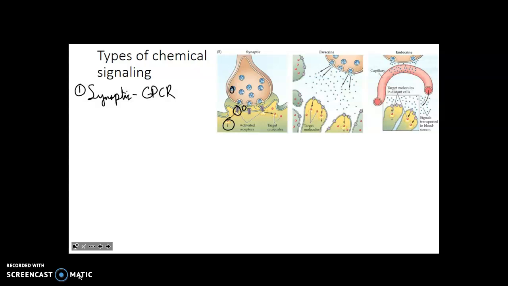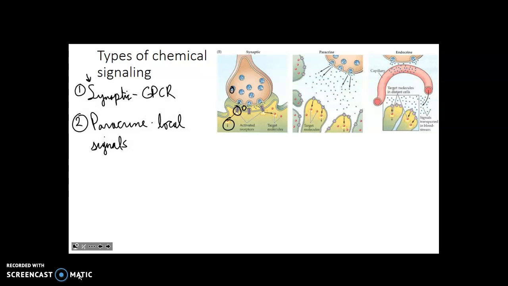A second type of chemical signaling is paracrine signaling. Paracrine signaling is different because this is localized. This signal typically only activates receptors that are nearby. Local signals. That's different than in synaptic signaling, where you could have a long axon and affect cells far, far distances away. These signals are local.